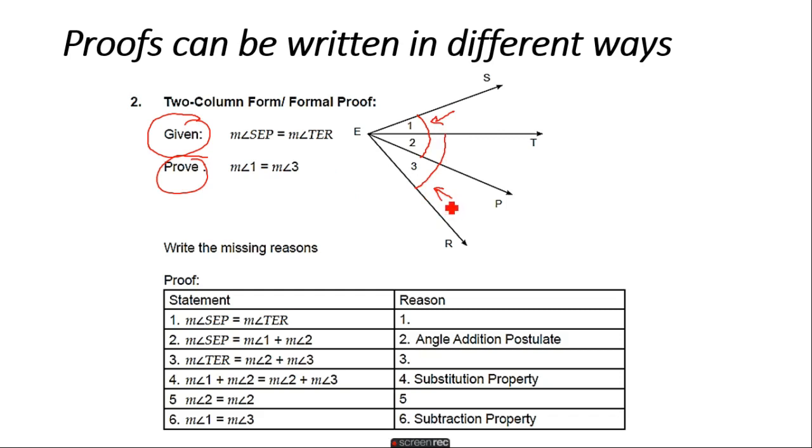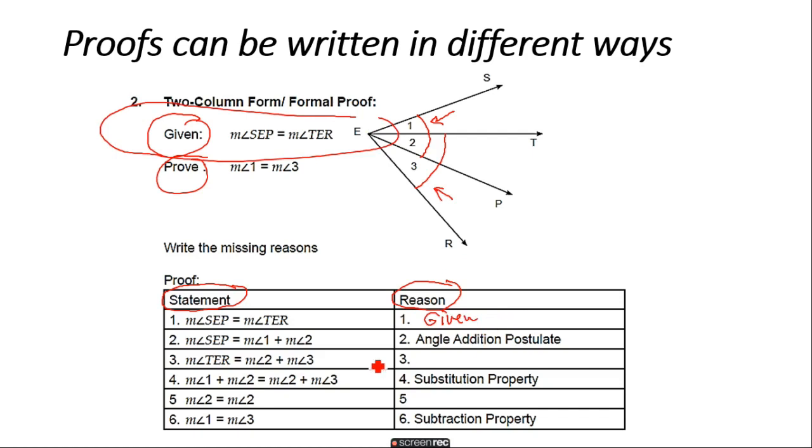In doing the two-column proof, we always draw the table. In the first column, we have the statement, and in the second column, we have the reason. We're going to write the different statements and give the support here. In this case, we have number 1: measure of angle SEP is equal to measure of angle TER. The reason is given, because it's already given here. That is always the first part of the two-column proof.